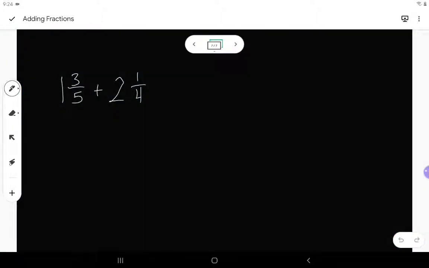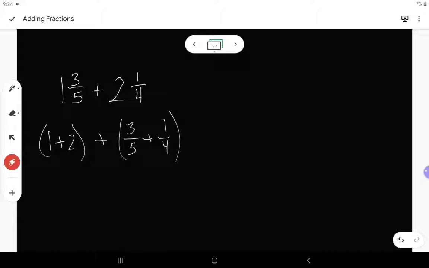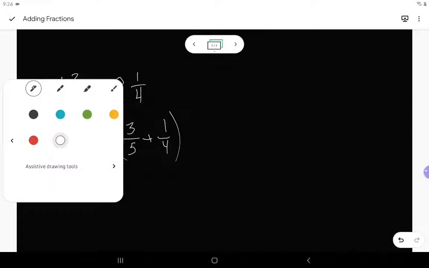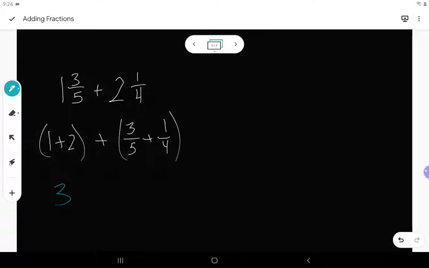Now this is probably the more intuitive way, where I'm going to look at just taking my two whole numbers and adding them together. So I'm going to split this up. I've got 1 plus 2, where I just look at my whole numbers first. And then I'm going to add on to that the fraction portion. And the fraction portion is 3 over 5 plus 1 over 4. So I'm going to look at my whole numbers first, and then look at my fractions second, and combine them together. Okay? So what we're going to do here, 1 plus 2 is 3.